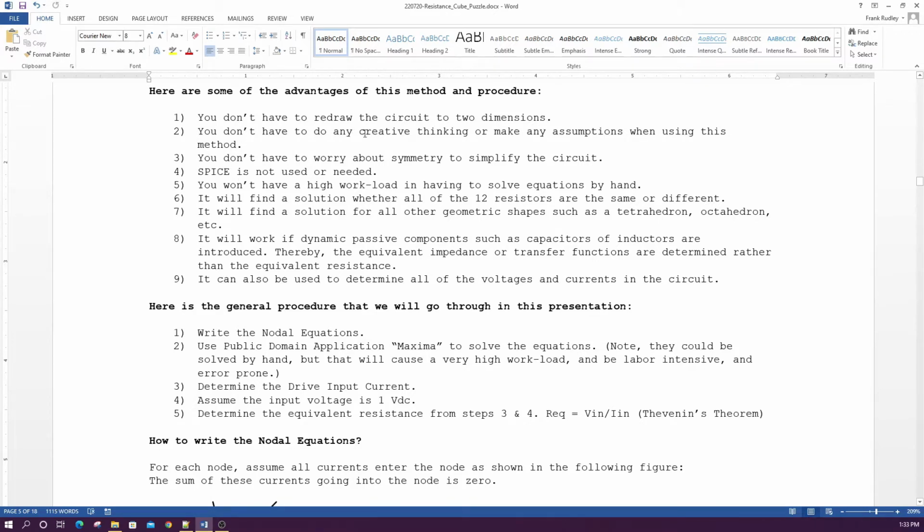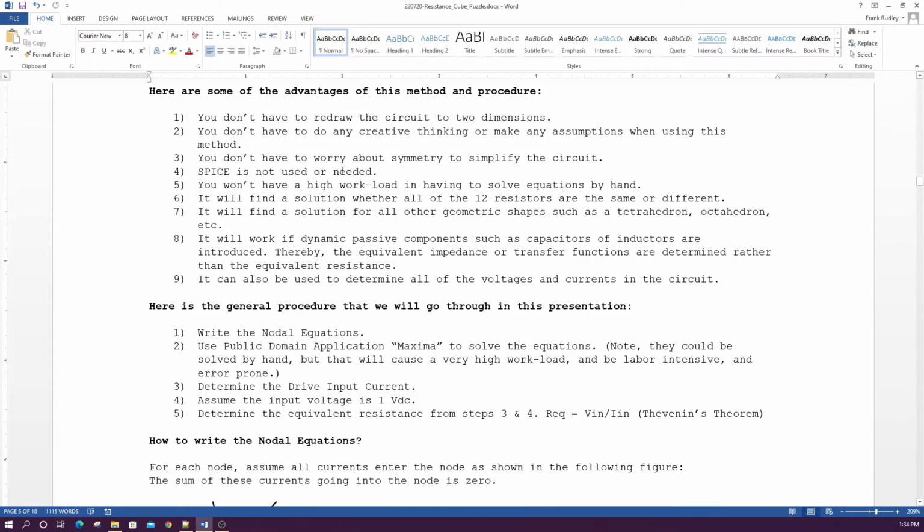Two, you don't have to do any creative thinking or make any assumptions when using this method. So it's a straightforward method where there aren't too many ifs in deciding what to do. If you follow this procedure, you'll get the answer as long as you don't make any mistakes. So you want to minimize your chances of making mistakes, and this helps you avoid mistakes doing it this way.